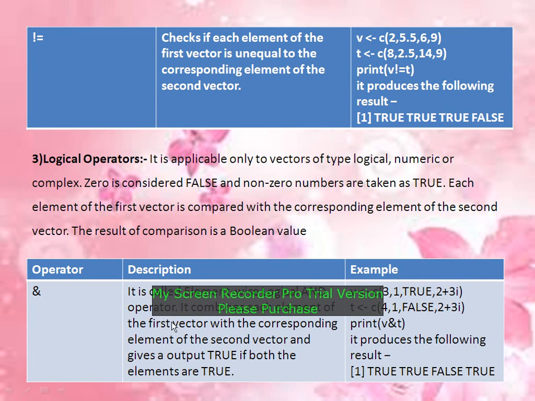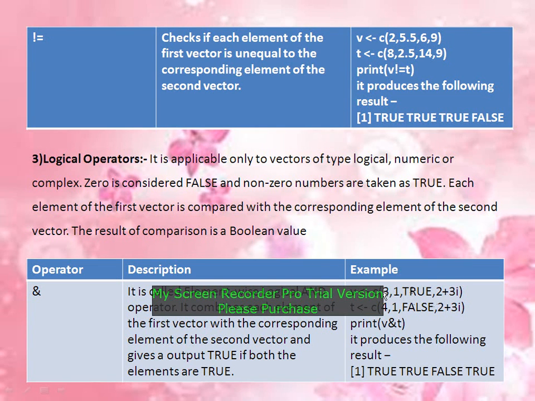It combines each element of the first vector with the corresponding element of the second vector and gives the output true if both are true. So AND always produces the result true only when both the values are true. Otherwise it produces the result false.